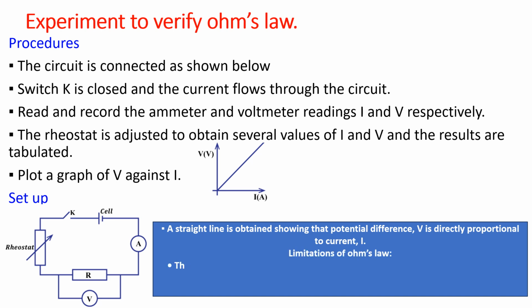Limitations of Ohm's law. The law only applies when the physical conditions of a conductor are constant. You keep temperature constant, but it is very hard to maintain some of these conditions constant. Otherwise, if you don't maintain the temperature, then Ohm's law is invalid.